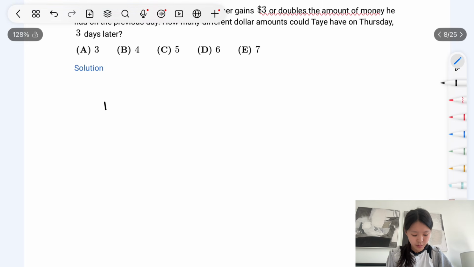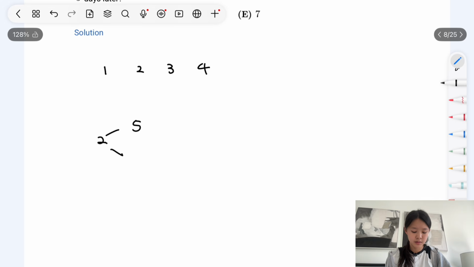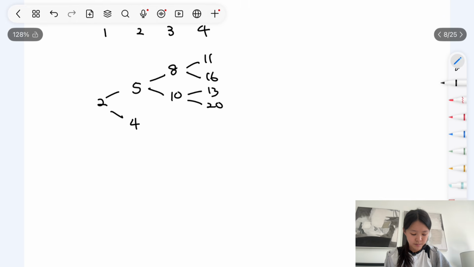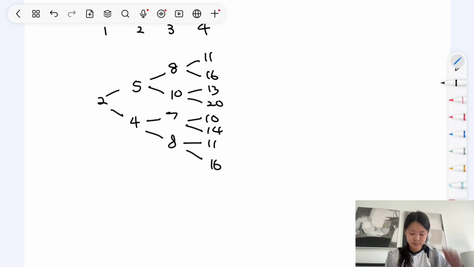So we can start here on day 1, and he has 4 days. So we start on day 1 where he has $2, and then next he has 2 possible ways he could go. Either he would add $3, in which case he would get 5, or he would double the amount of money that he has, and he would get 4. So we continue that pattern on. Add 3, which is 8, double is 10, and then add 3 is 11, double is 16, add 3 is 13, double is 20. Add 3 is 7, double is 8, add 3 is 10, double is 14, add 3 is 11, and double is 16.